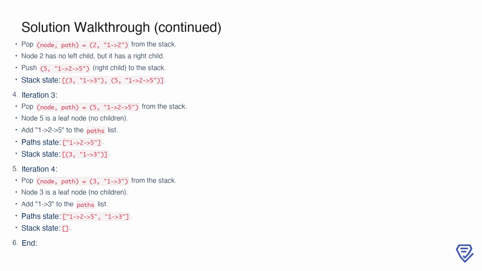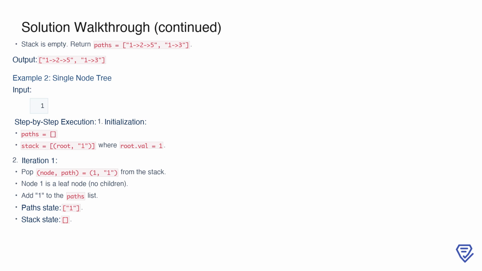Following this, we pop node 5, which is a leaf node since it has no children. As a result, we add its path 1-2-5 to the paths list. At this stage, the paths list contains one entry, 1-2-5. Finally, we pop node 3 with the path 1-3 from the stack. Since node 3 is also a leaf node, we add its path to the paths list as well. Now, the paths list includes both 1-2-5 and 1-3, and the stack is empty, signaling the end of the traversal.